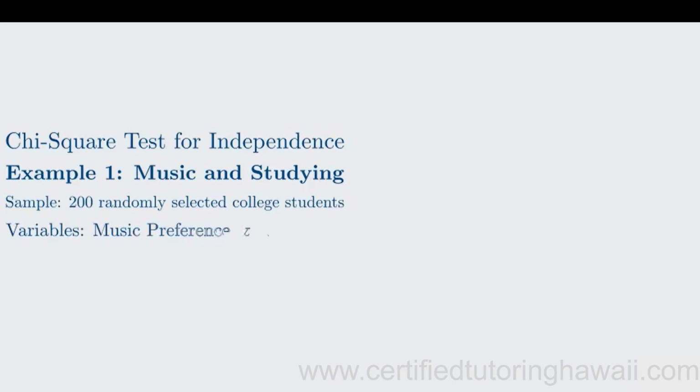Now that we have the theory down, let's apply it to a full-scale problem. We will start with a test for independence. Consider a researcher who wants to know if there is an association between the type of music a student listens to and their academic performance, or GPA. The sample consists of 200 randomly selected college students. In a test for independence, we are looking at one population and asking two questions. Here, the population is college students, and the two variables are music preference and GPA level.